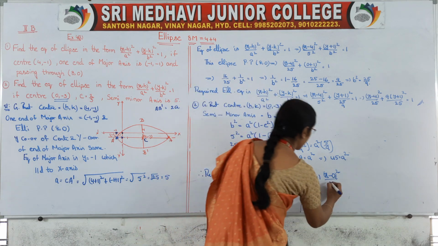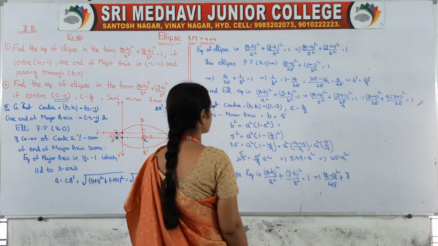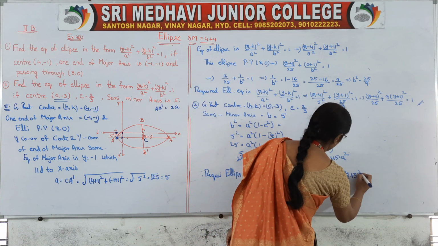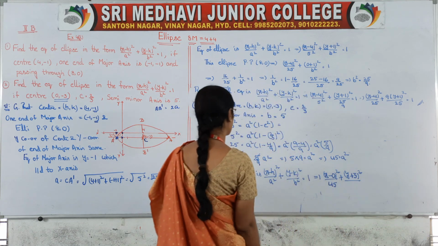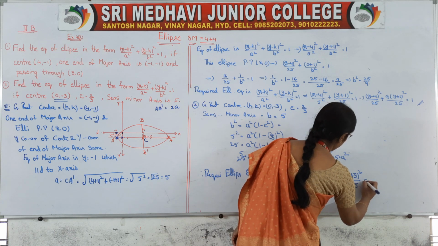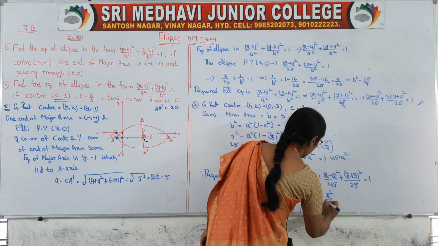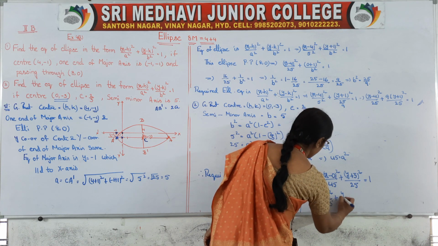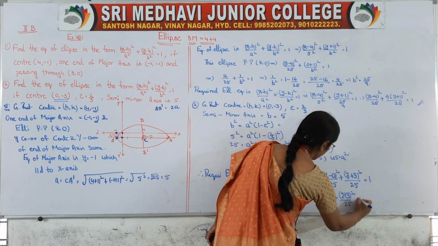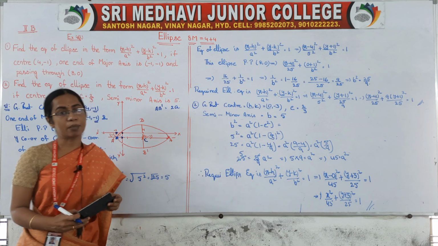We got a square as 45, plus y minus k, that is minus 3, so y plus 3 whole square by b square. We got b as 5. So 5 square means 25, is equal to 1. So x square by 45 plus y plus 3 whole square by 25 is equal to 1 is the answer of this ellipse.